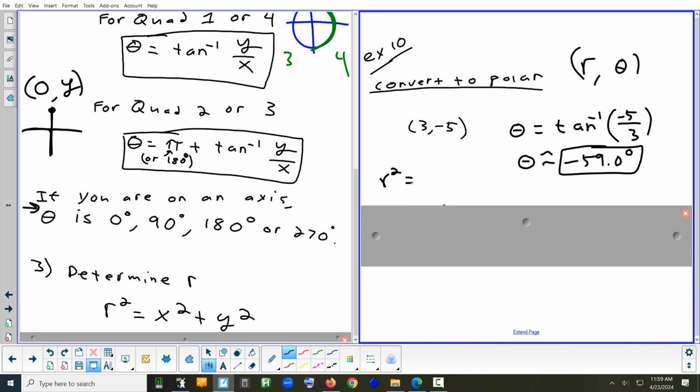Okay, and the radius. What's x in this case? 3. And when you square it, you get 9. What's y? And then when you square it, 25. And what's 9 plus 25? So the radius is the square root of 34. So your coordinate, r, comma, -59.